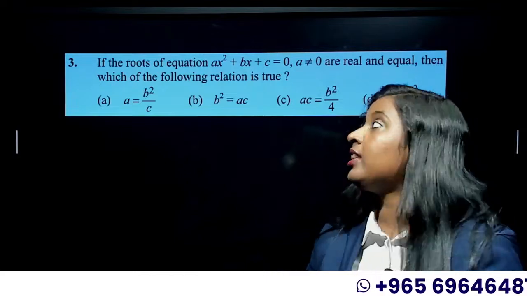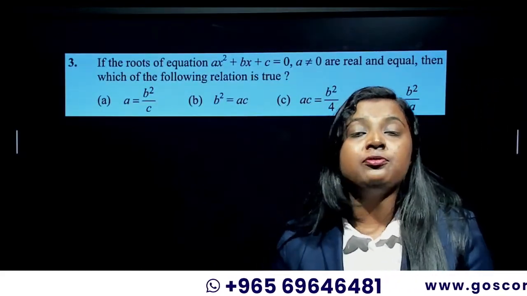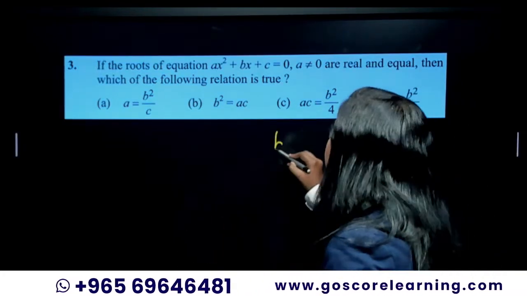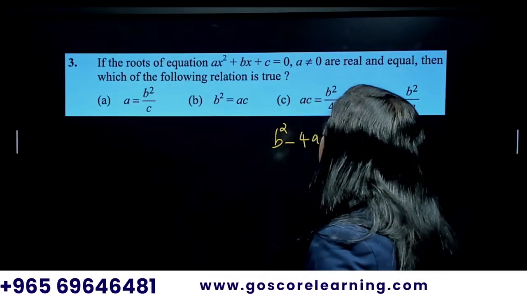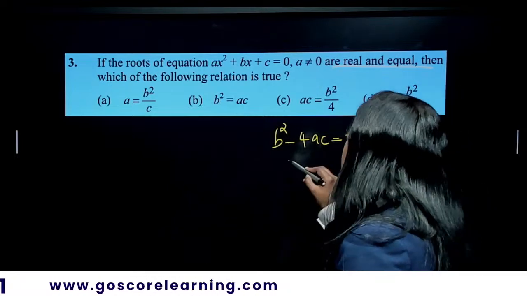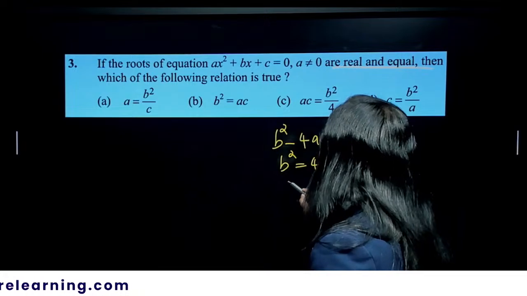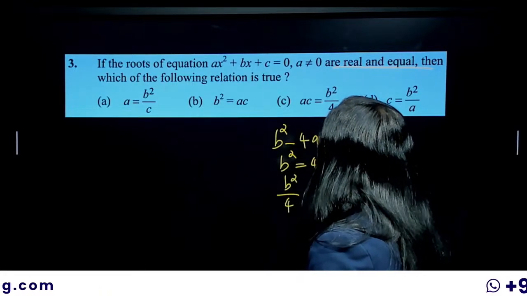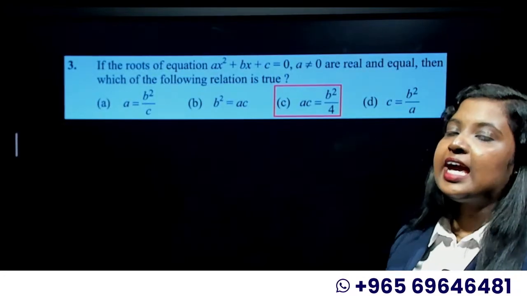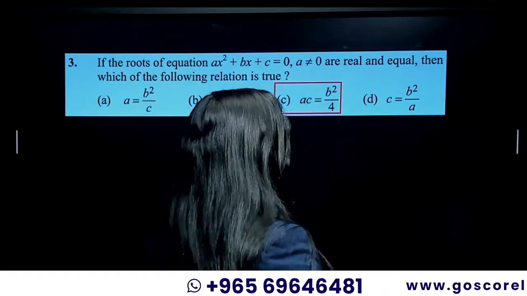Here it is given that the roots of the equation are real and equal, right? So if it is real and equal, the discriminant is equal to 0. What is the discriminant? b square minus 4ac is equal to 0, because it is given that they are real and equal. Taking this to the other side, b square is equal to 4ac, or b square by 4 is equal to ac. So option C, ac is equal to b square by 4, is the correct answer. Yeah, very easy question.